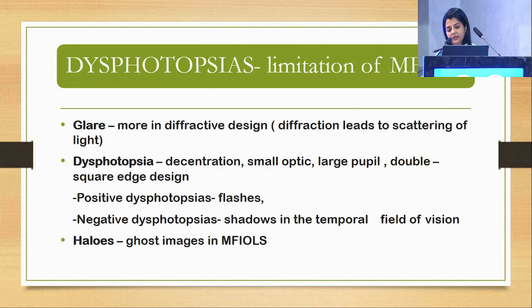The main limitation of multifocal IOLs is in terms of dysphotopsia, which is the glare, more due to the diffractive design as diffraction leads to scattering of light. Dysphotopsia can be positive in the form of flashes or negative in the form of shadows in the temporal field, which is increased by decentration of the IOL, small optic or large pupil. Halos are the ghost images due to the multiple unfocused images in the multifocal IOLs.